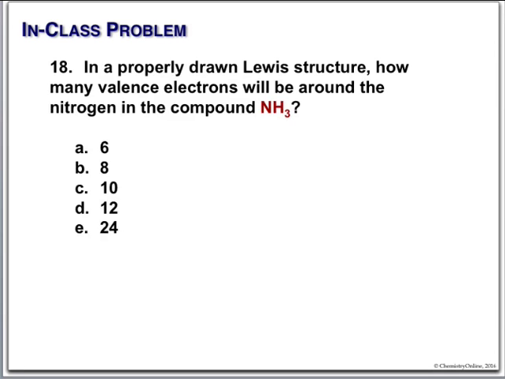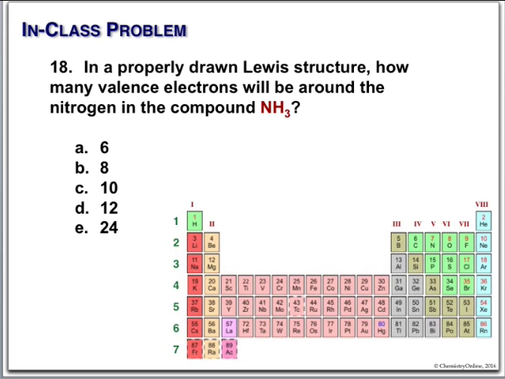All right, another Lewis question. We're dealing with ammonia. How many valence electrons will there be around the nitrogen? We just saw an exception to the octet. Okay, so let's look at ammonia. Nitrogen is here in group 5. Hydrogen, again, is group 1. So we have 5 valence electrons, and we have 1. We'll put our nitrogen in the middle, and put 3 hydrogens around it.